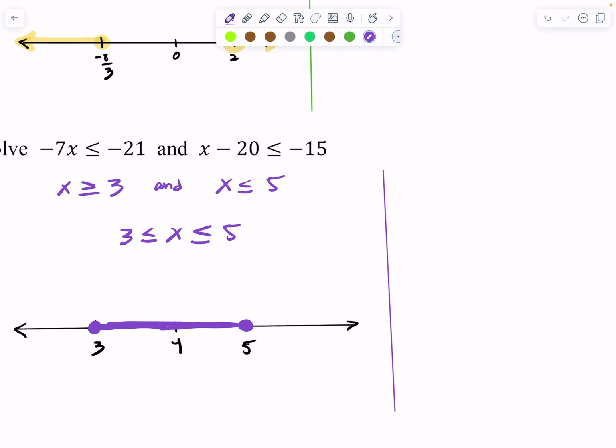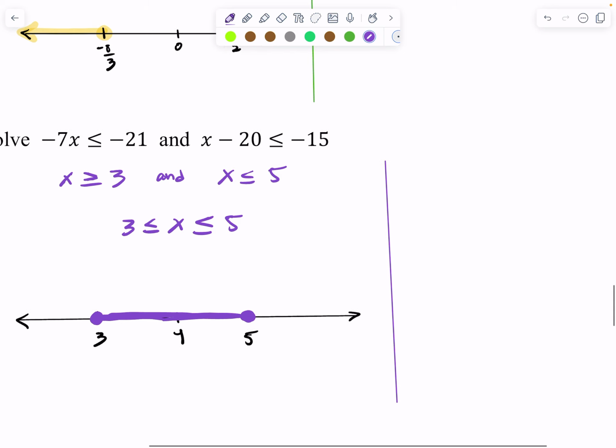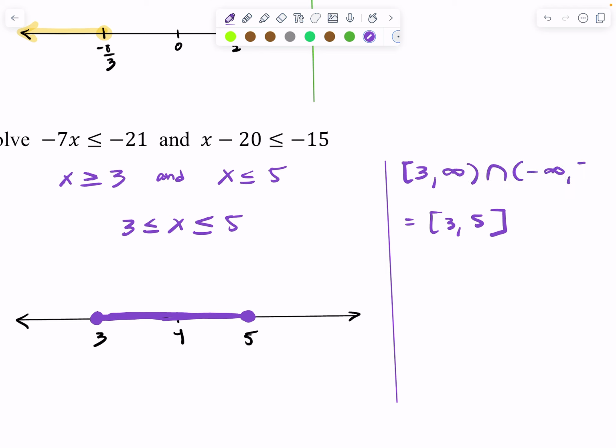Okay, so in interval notation, again, you can also just go directly to saying that that's equal to 3 to 5. It's also the intersection of the intervals 3 to infinity and -infinity to +5.